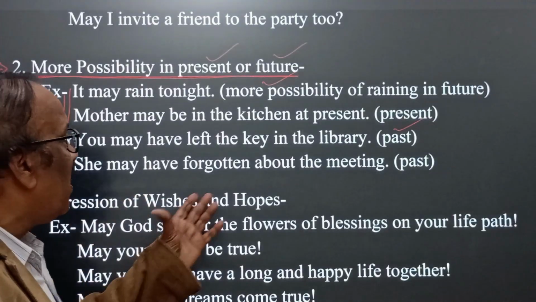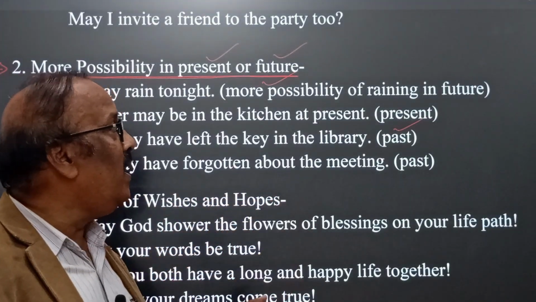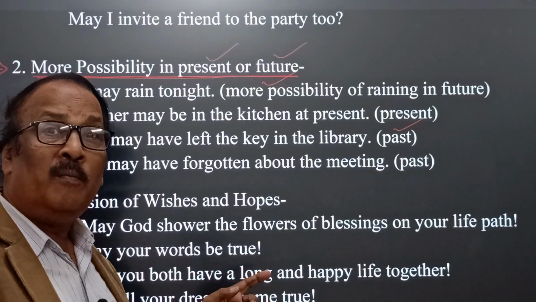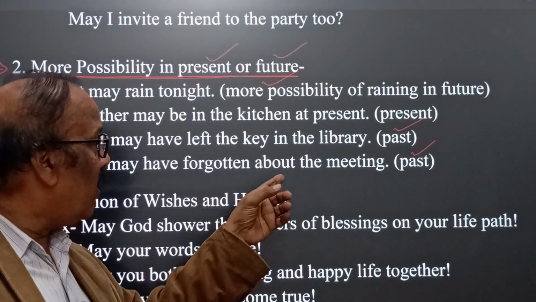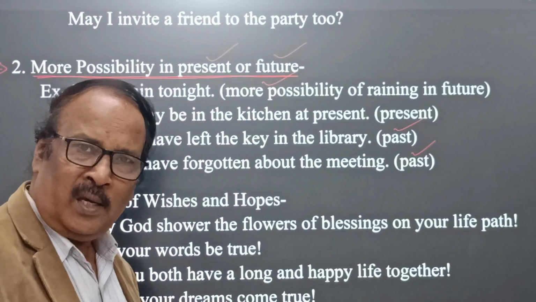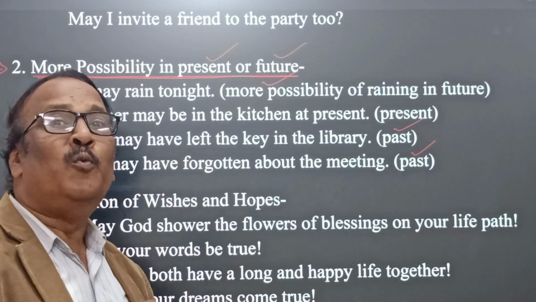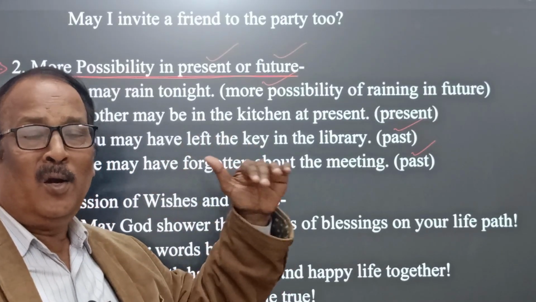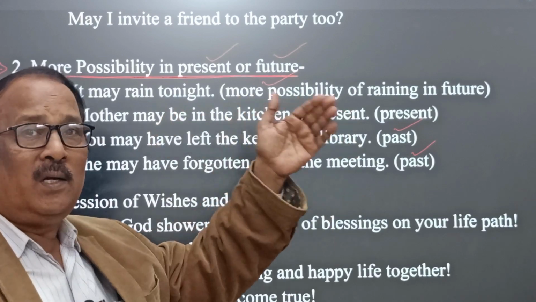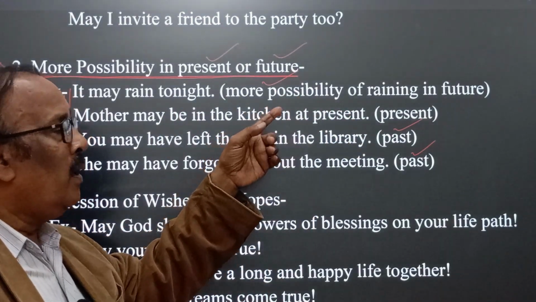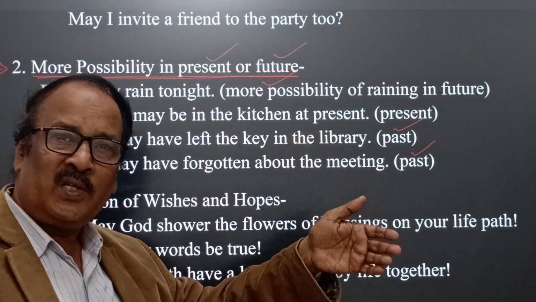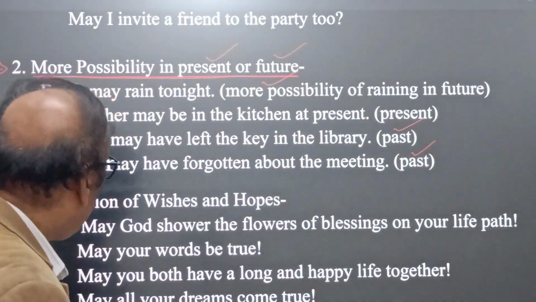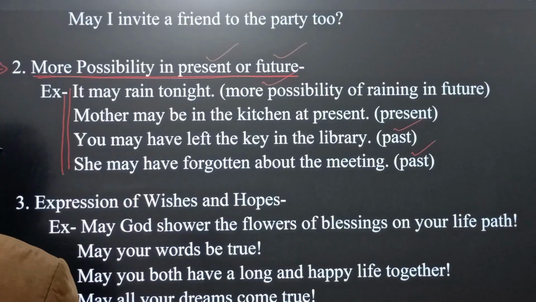"She may have forgotten about the meeting." This is also indicating more possibility of a past action, forgetting about the meeting. These are the various ways we use may in order to express more possibility of an action in the future, present or past. Now come to the next idea.